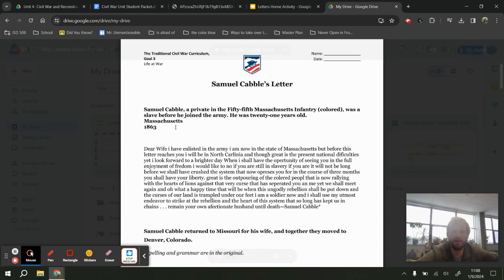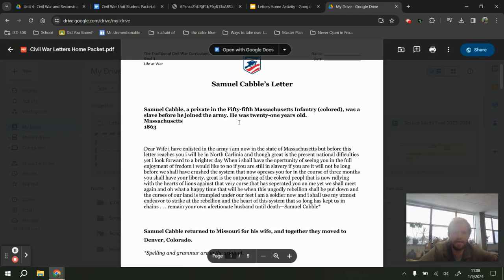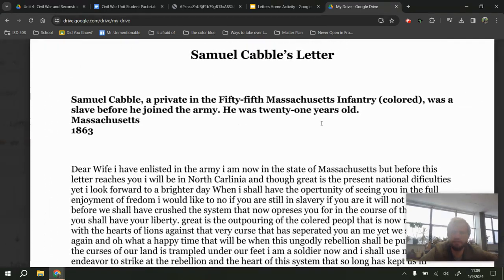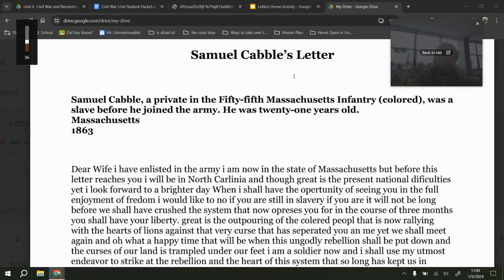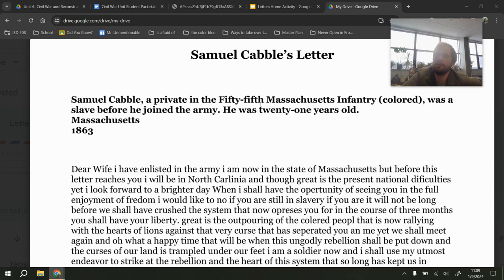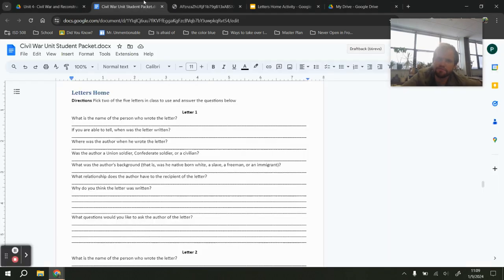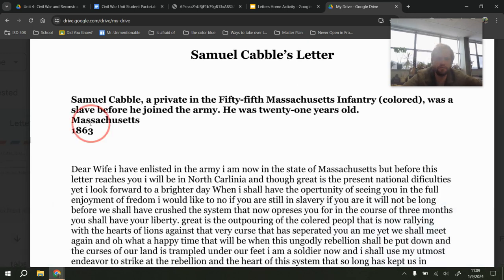Here we go. We have our first letter from Samuel Cable. Samuel Cable was a private, the lowest rank in the military, and Cable was a soldier in the 55th Massachusetts Infantry, which is a colored troop. He is a black American at the time. Samuel Cable was a slave before he joined the Army. So if I was to do letter one, I would put down here, he was born a slave, joined the Army. That would be my response for this box. He's 21, and he wrote this in Massachusetts in 1863.